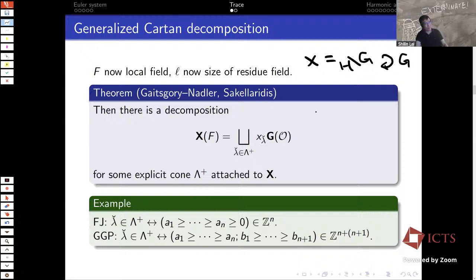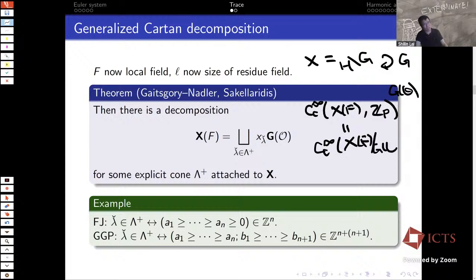Before that, we were interested in unramified functions, which is functions on X(F), let's say Z_p valued, which are invariant under G(O), where O is the ring of integers. But because G(O) is open, this is just the same as saying functions on X(F) mod G(O), Z_p. So this is a discrete collection of points.